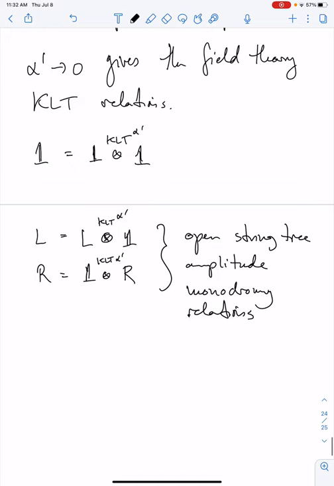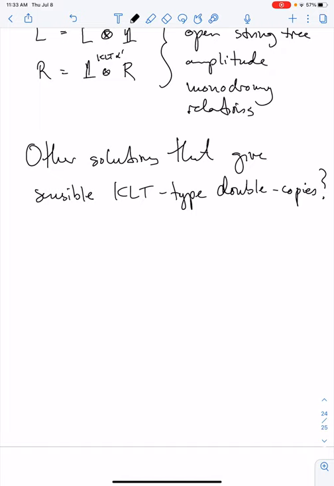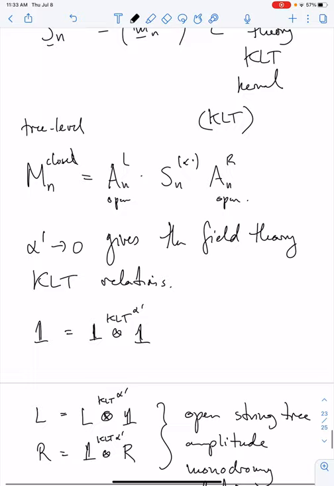Now, this whole structure that is obeyed both by the string kernel and its alpha prime going to zero limit is very suggestive of a way that you might want to generalize the kernel. So we can ask if there are other solutions that give sensible KLT type double copies. And this whole structure that I have shown you gives a very suggestive picture to this. So the answer here is that yes, there are, and we have suggestively found some of these ones. Let me go back and just look at these structures that I wrote here.